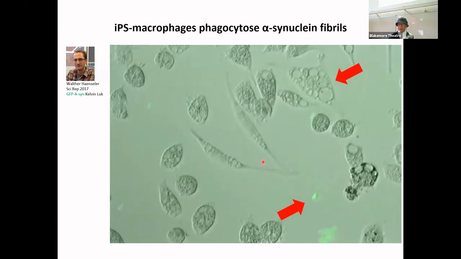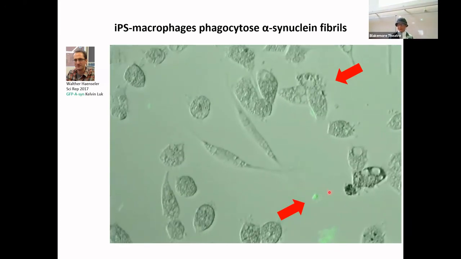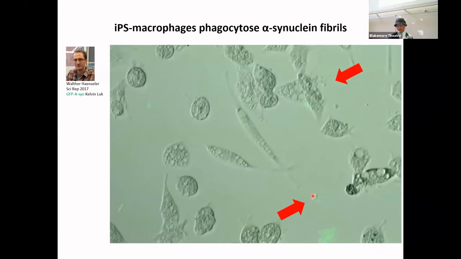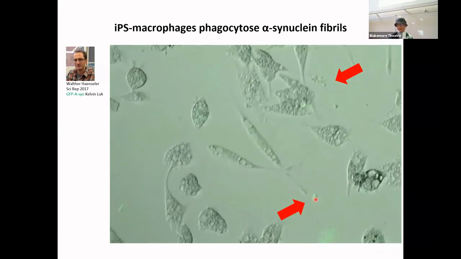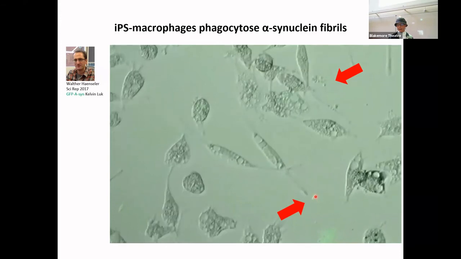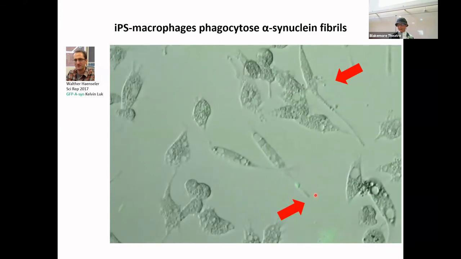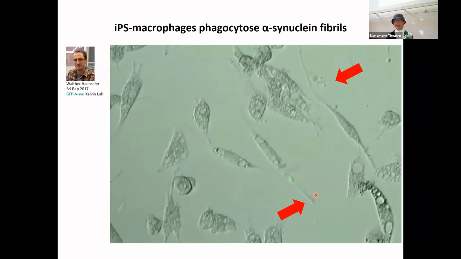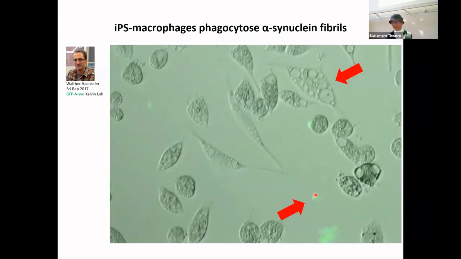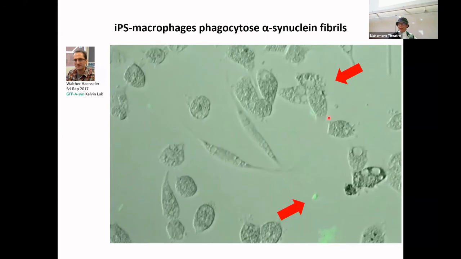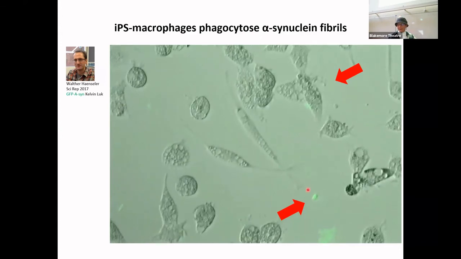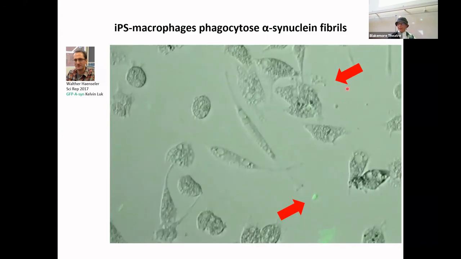This is to show the general phagocytic competence of these cells. This is just the generic iPS macrophages rather than skewed to microglia. But if you look at this here, it's about to eat this alpha-synuclein particle that was fluorescing. They migrate towards these particles and then actively eat them.